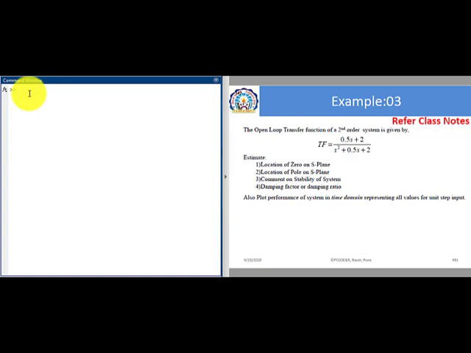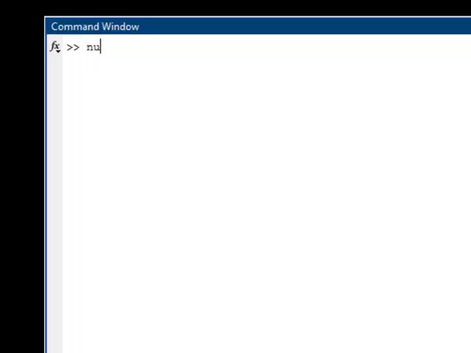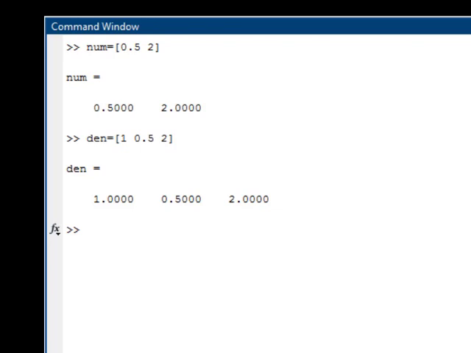Now to define numerator polynomials, we got a first order polynomial here with a coefficient of s 0.5 and the constant 2. So num, I am using the variable num. You can use any other variable to define a numerator vector for a polynomial. So the coefficient of s is 0.5, space, 2, that gives us a numerator vector. For the denominator I will use the coefficients of the denominator polynomial: s square has a coefficient 1, s is 0.5 and constant is 2. So we got the denominator polynomial vector.